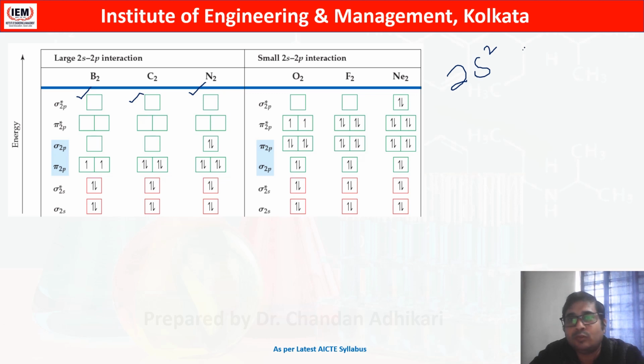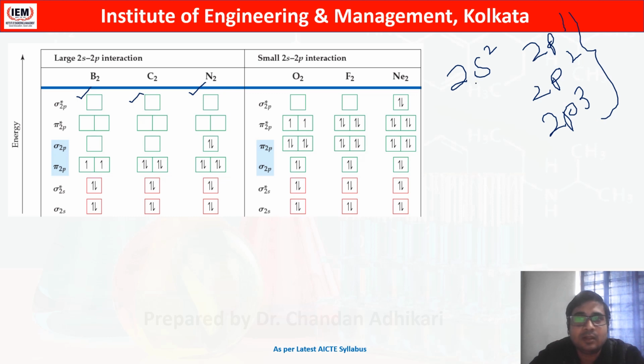For boron it will be 2s2 2p1, you already know it. For carbon it will be 2p2, 2s2 will remain as it is, and for nitrogen it will be 2p3, right. So only the number of electrons in the p orbitals is increasing, 2s will remain the same. So sigma star 2s and sigma 2s will have a similar electronic configuration, the only change will be on this side.